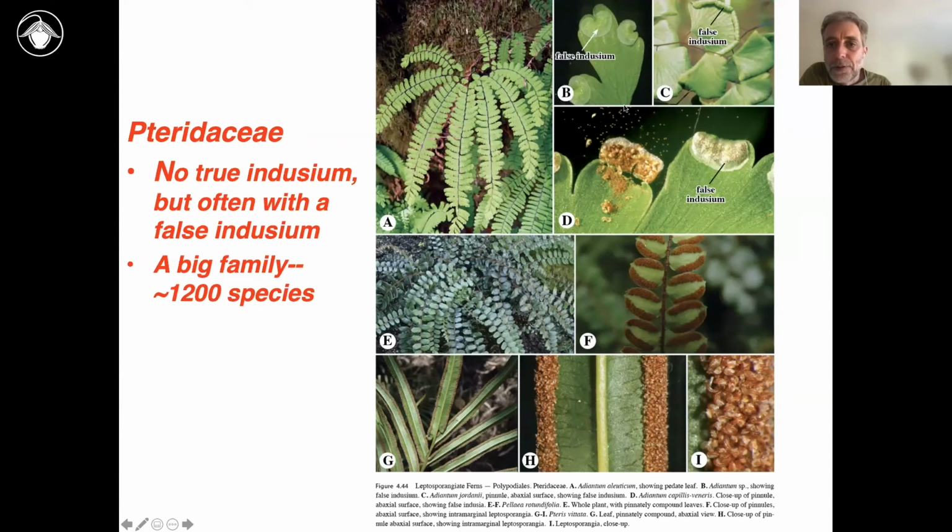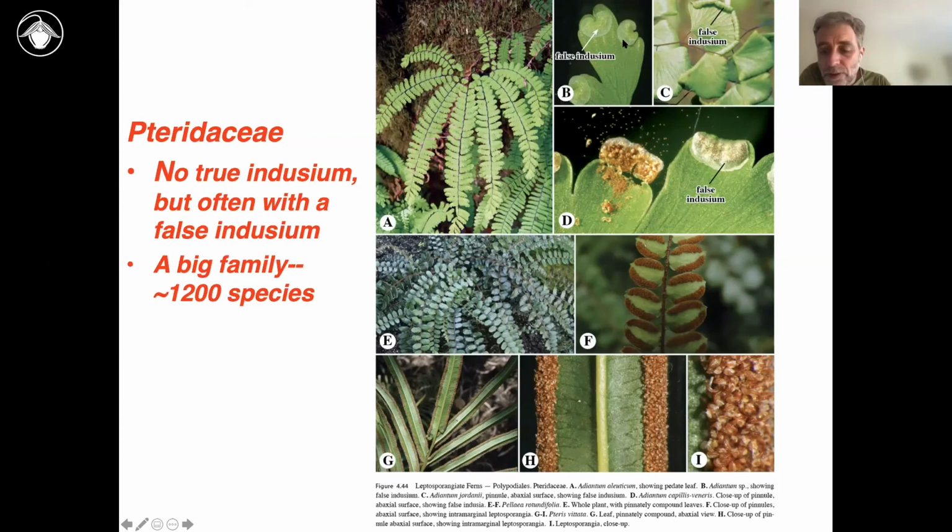So here's an example. The edge of the leaf is curled over. That's a false indusium. Here, the edge of the leaf is kind of curled over. That's a false indusium. The edge of the leaf curls over. That's a false indusium. This is one of those cases where it's the edge of the leaf, but it's really quite modified, but it's still the edge of the leaf. So that's a false indusium as well.